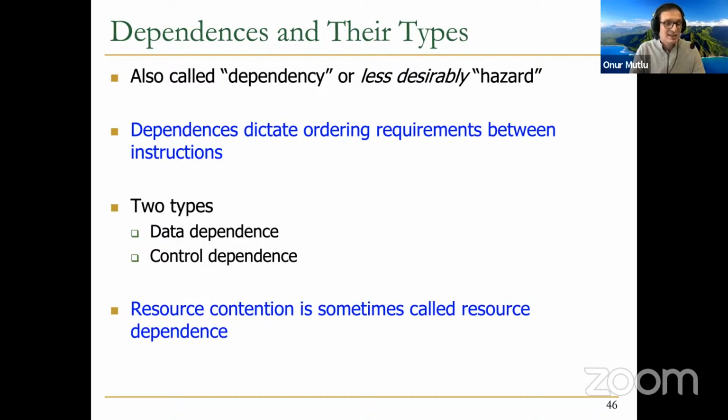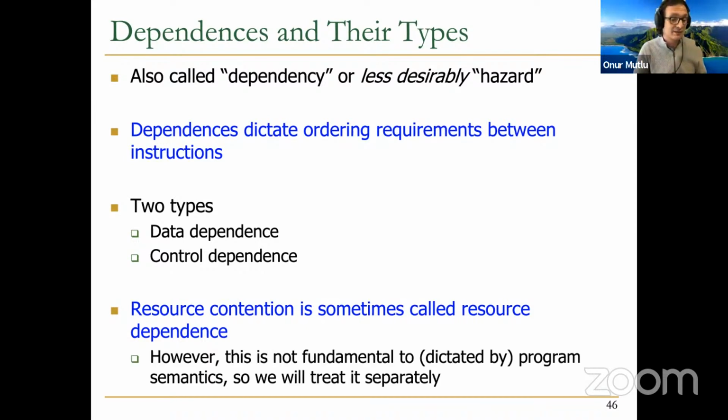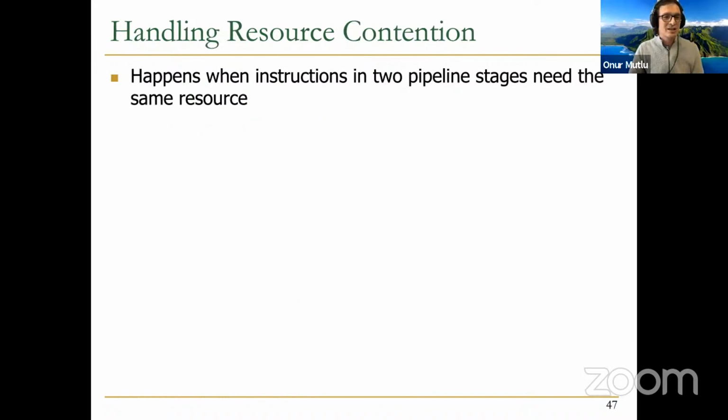Resource contention is sometimes also called resource dependence. And while the terminology is correct, I think, I don't want to call it resource dependence, I call it resource contention, because it's not the same thing as an ordering requirement between two different instructions. It's really the fact that you don't have enough of a resource and multiple things are contending for it. Basically, resource contention is really not fundamental to program semantics or dictated by program semantics, so we're going to treat it separately. Okay, so let's talk about resource contention and get it out of the way for now. We actually talked about the resource contention, right?